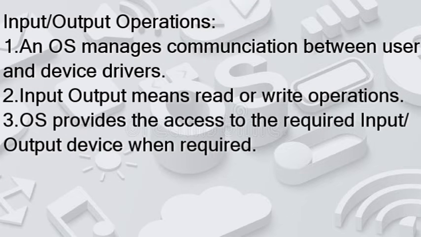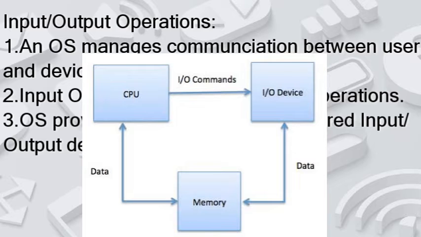Next is input output operation. As the name tells, we need to understand what the input devices and the output devices exactly perform. Number 1, an operating system manages communication between users and device drivers. So it provides a communication medium between the user and the device driver. Like if you are using a mouse, it will create a connection between the user and the computer system so that we can use that mouse.